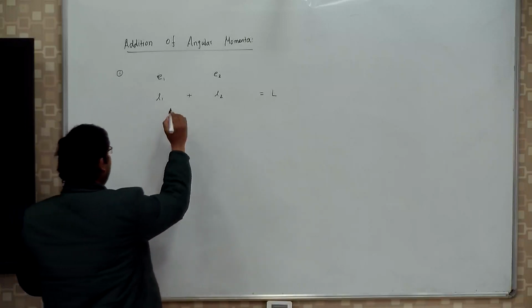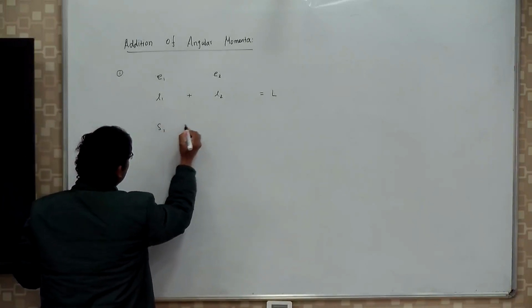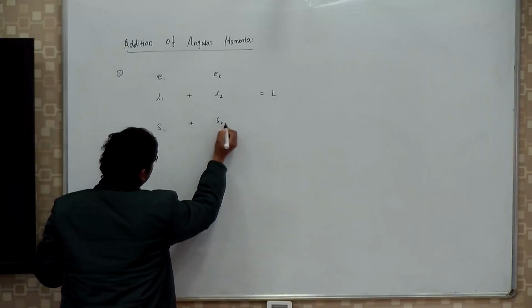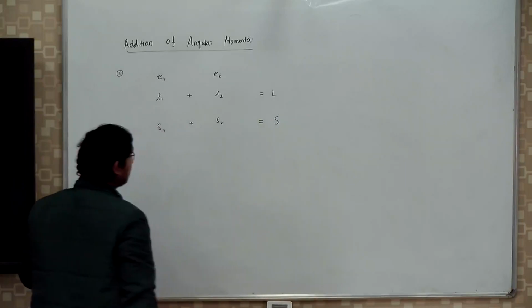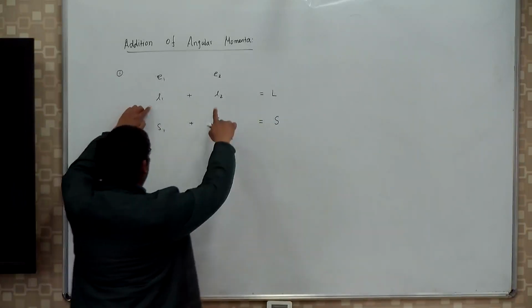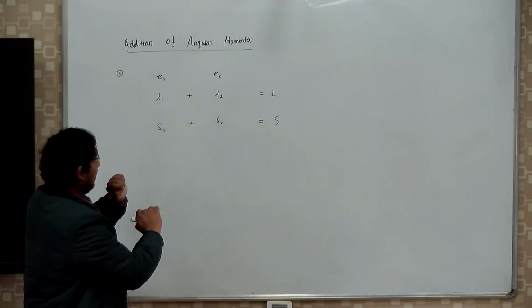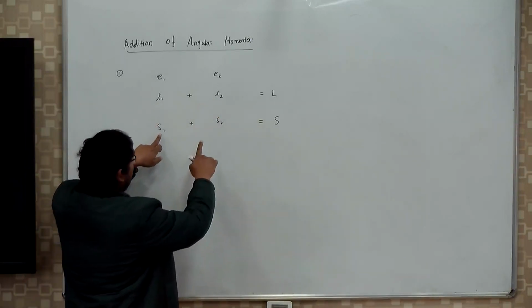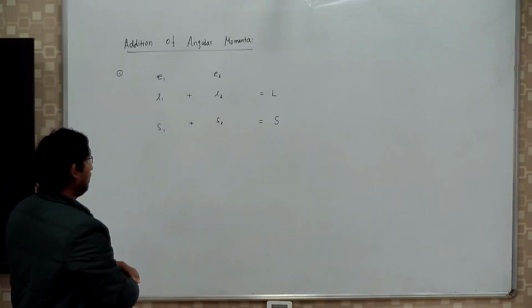And by adding the spin angular momenta of electron 1 and electron 2, it is also possible to get the total spin angular momentum as capital S. So this is one way, coupling the two orbital angular momenta of the electrons, or otherwise adding the two spin angular momenta.